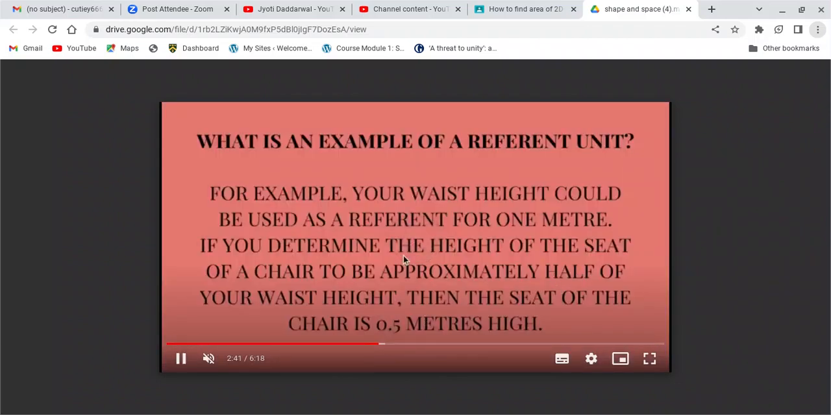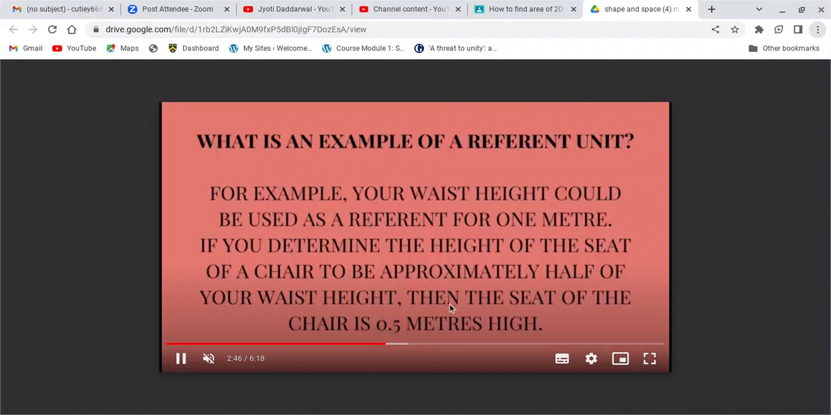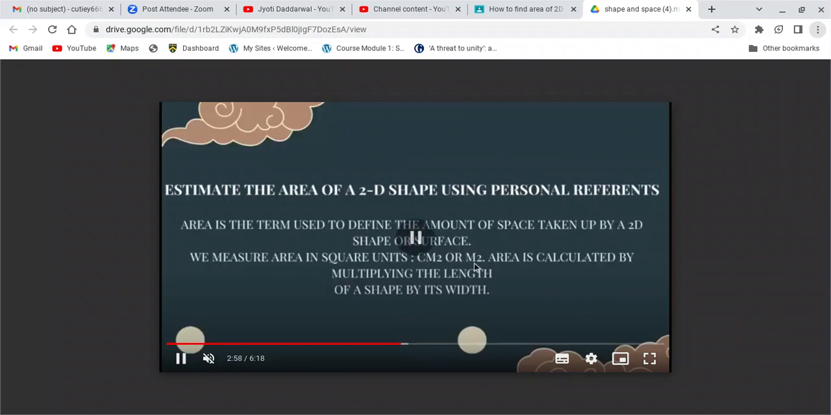Then I taught them what a referent unit is. For example, our waist height could be used as a referent for 1 meter. Then we determine the height of this seat or chair to be approximately half of your waist. Then you can say the seat of the chair is half a meter of your height. Then estimate the area of two-dimensional space using a personal referent.